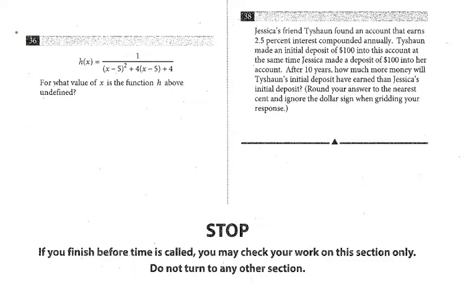For 36, we're looking for the value of x where the function h above is undefined. Since h is a rational function, to make a rational function undefined, we have to make the denominator equal to 0. Therefore, I will get x minus 5 squared plus 4 times x minus 5 plus 4.